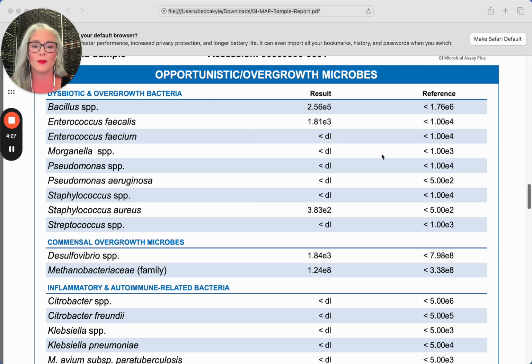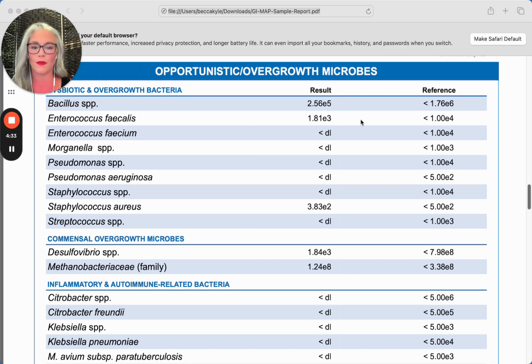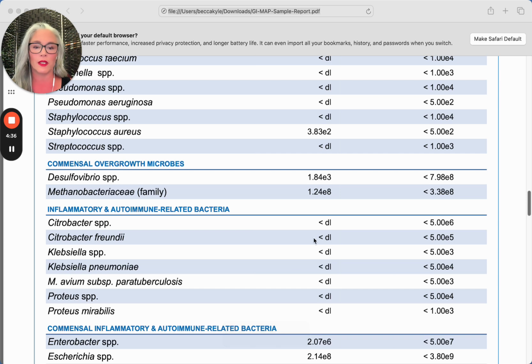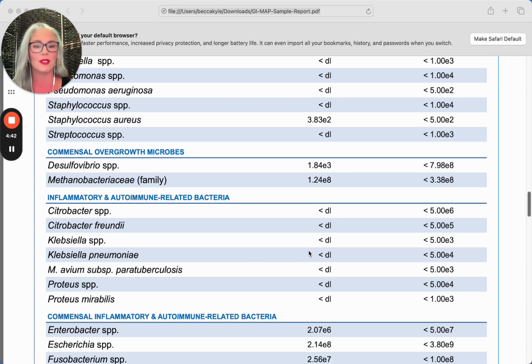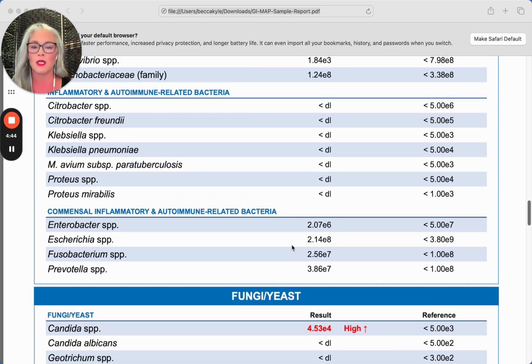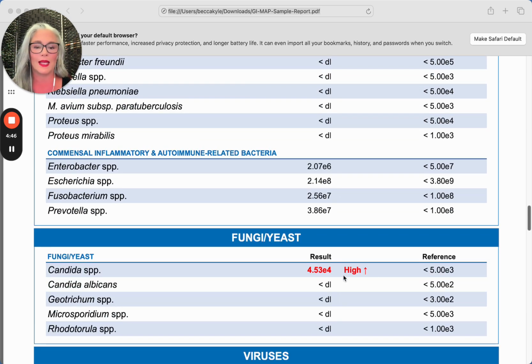So there is definitely a rhyme and reason for any type of protocol from this type of lab. Now, some of these bacteria, none of these showed up on this sample report, but these are inflammatory and autoimmune related bacteria. So if you have high levels of these, we definitely want to manage those. This person also has high candida.